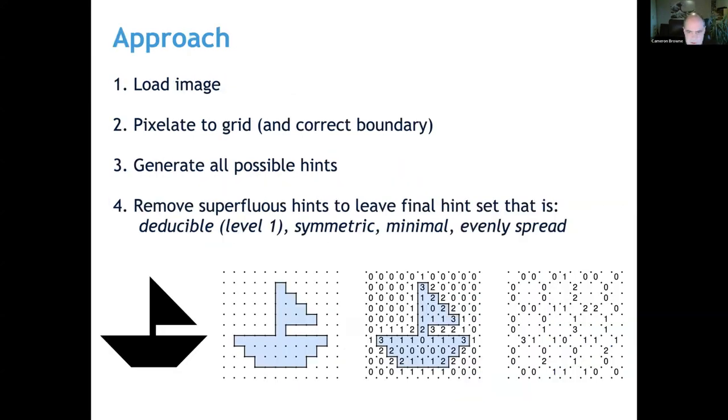So my approach is summarized here. It's quite simple. The user loads an image. The image is pixelated to the puzzle grid and the boundary is corrected. For each cell in the grid, we generate all hints. And then we remove superfluous hints to leave the final hint set. And so ideally, this final hint set should be deducible at level one. It should be symmetric, minimal, and evenly spread.